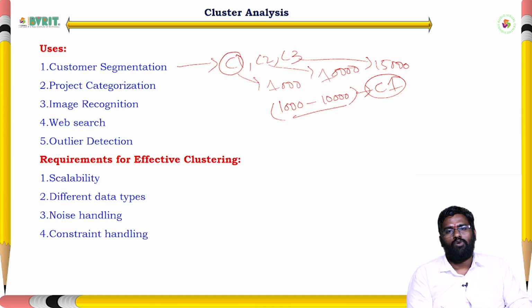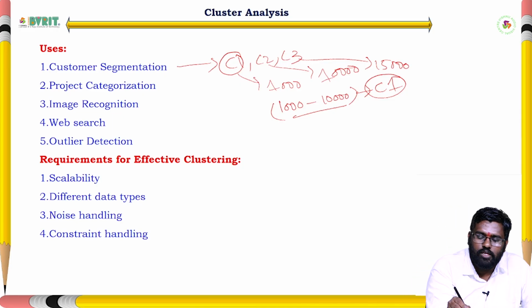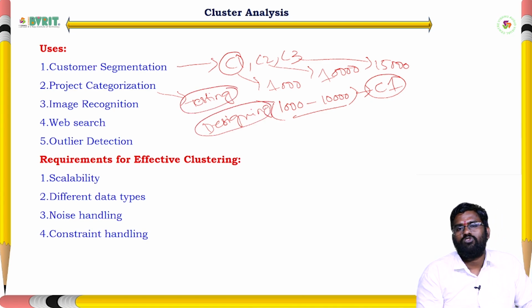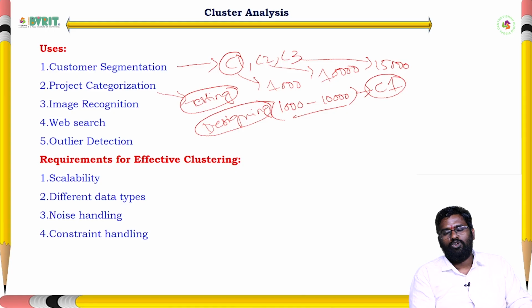Next is project categorization. Let us take an example for software. In projects, we divide the work into testing, developing, and designing. These are all categories divided based on software projects. First we design, then develop, then test. Only after testing do we release the product or project to the given members. That is project categorization.